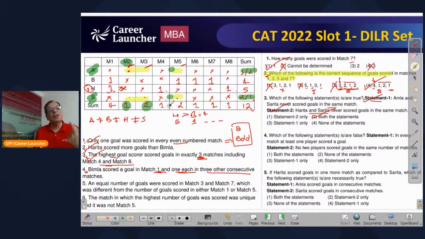No. Match 2, only one goal will be scored. It will be either Amla or Sarita. Match 3, again, only one goal will be scored, which is again Amla or Sarita. And match 5, Bimla has already scored a goal. Between Amla and Sarita, one of them will again score a goal. So the two of them are not going to score a goal together at all. Okay. I'll come back to the remaining two questions if you have time in the end.